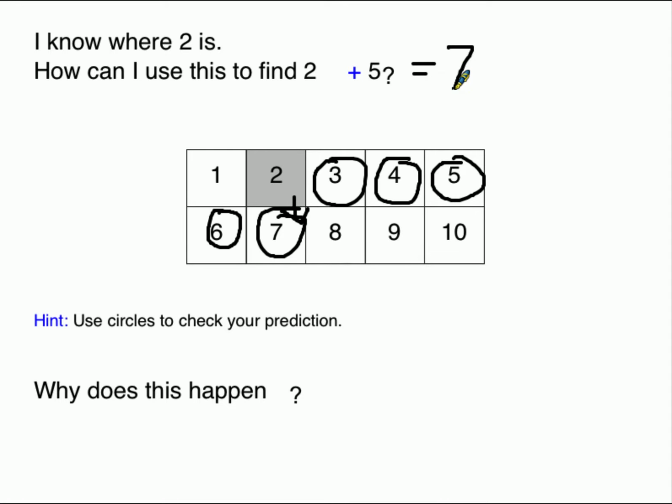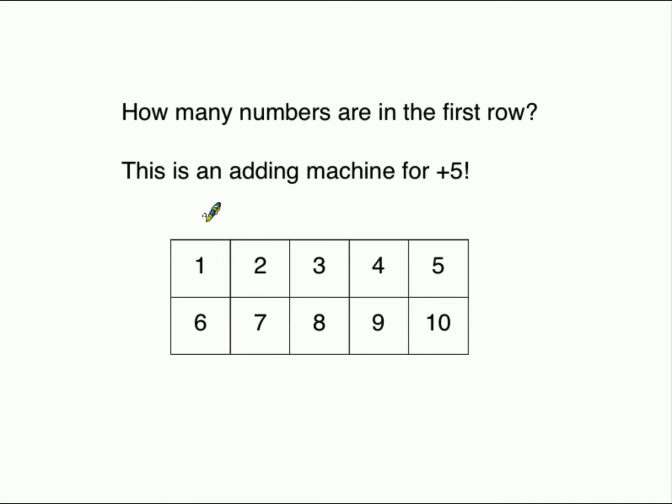Why does this keep happening? Because there are 5 numbers in each row. So what we've done is made an adding machine for 5 more. It's always going to work. This is not like English. If I tell you a rule in math, it's always going to work. So 5 more than 4 is always going to be 9.